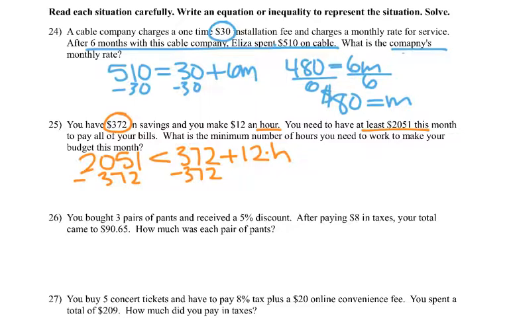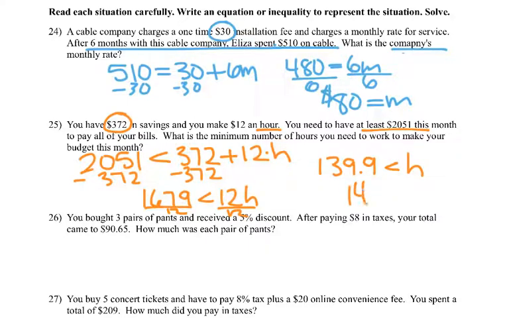Okay, and I go 2051 minus 372, which is 1679, is less than 12h. So divide that by 12, and we get 1679 divided by 12 gives us 139.9, so less than h. So basically, I need to work at least 140 hours, don't I? Or more.